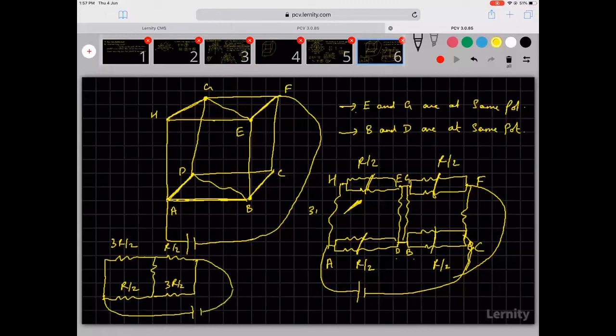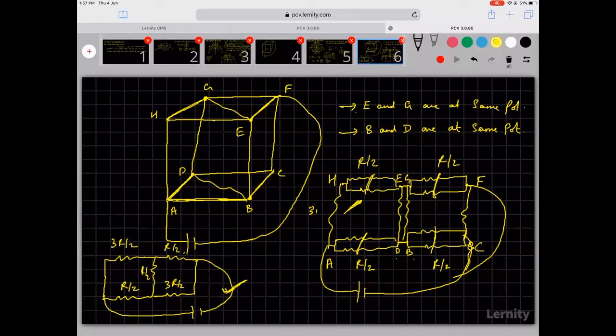This looks like a Wheatstone bridge, but it is not a Wheatstone bridge, because had this 3R by 2 been on that side, then it would have been a Wheatstone bridge. So the way it is, it is not a Wheatstone bridge. We can solve it, but it will take us a long time. From the techniques that we know so far, we cannot solve this. How to solve this, we'll come to later.